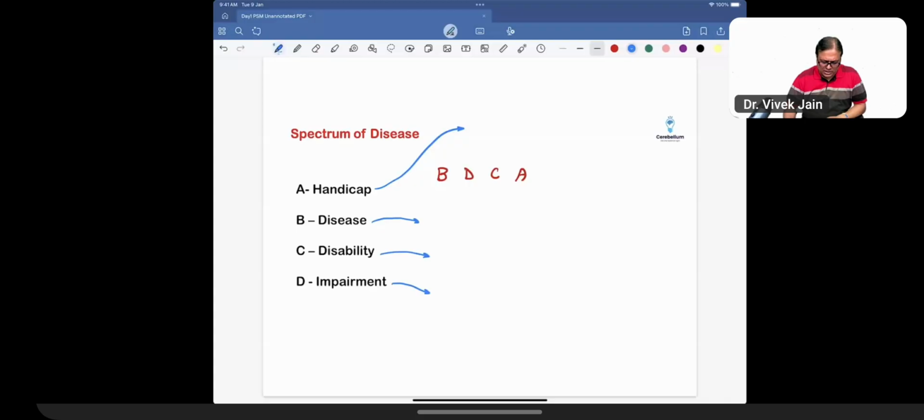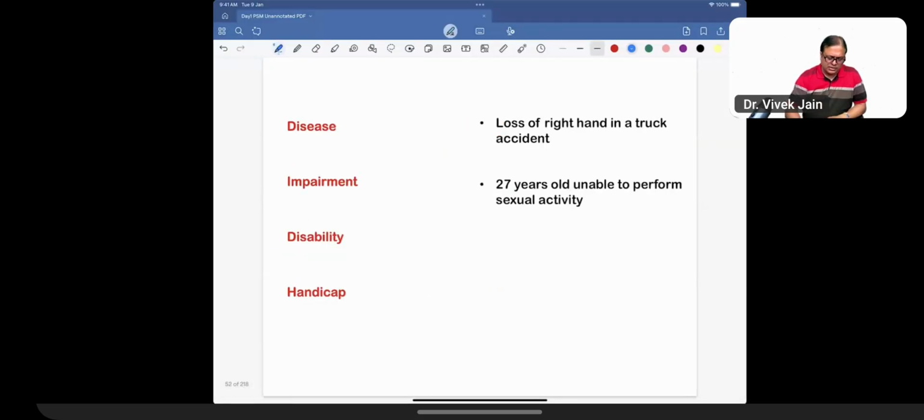So we look at the two technical questions of your paper. Loss of right hand in a truck accident is best classified as. These are the four choices. What should I mark? Disease, impairment, disability, or handicap. See, we are getting different answers. Again, I'll remind you the definitions. Disease, we know. Impairment is loss of anatomical, physiological, psychological functional part. Disability is unable to do activity normal for his age and sex. Handicap is unable to fulfill role in the society.